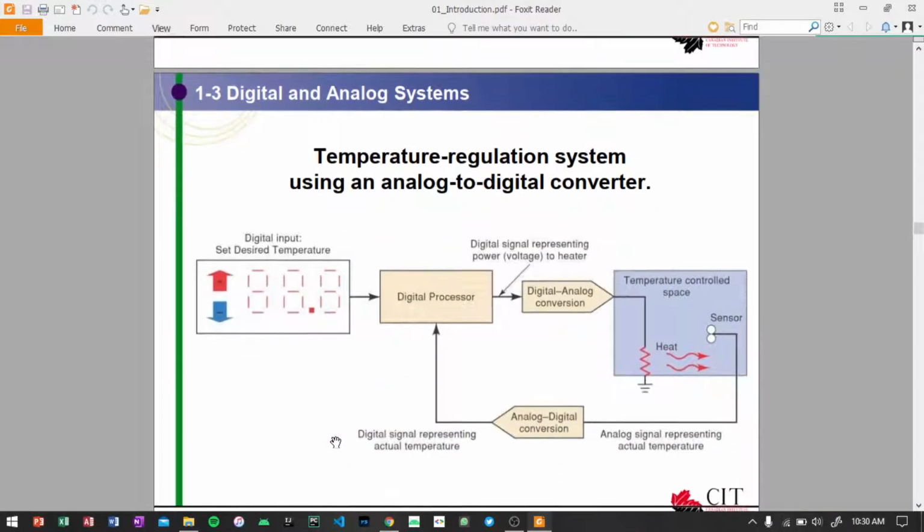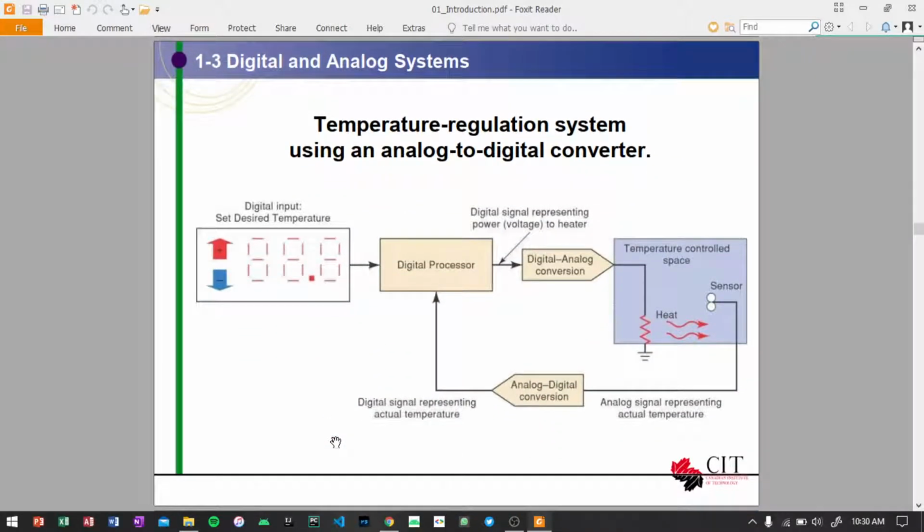The temperature regulation system using an analog to digital converter. As you see, this is a thermostat. It uses digital processing, and it will go directly to digital to analog conversion, and later on it controls the heat. And the heat has some sensors. We know all the heaters have some sensors, and they go directly to analog to digital conversion.